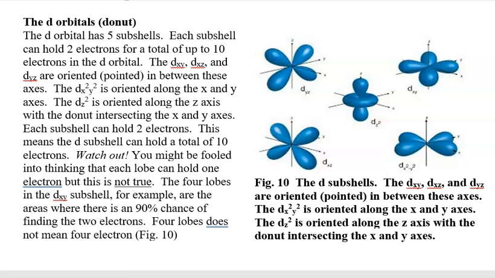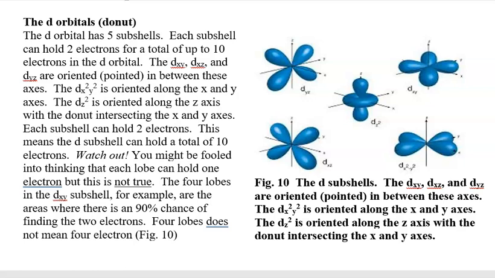And that has 4 nodes, just like 3 of the other ones do, but those go right along the X and Y axis. Okay, you notice they're not in between axes like the other ones are. They're right along the X and Y axis. So there's 5 orbitals here, and each one can hold 2 electrons. That's a total of 10 electrons that can be held by a d orbital.